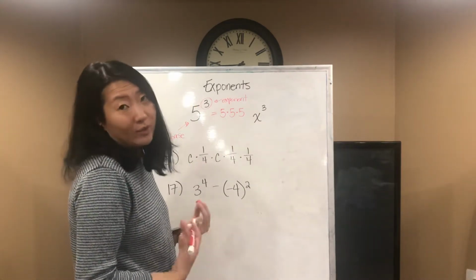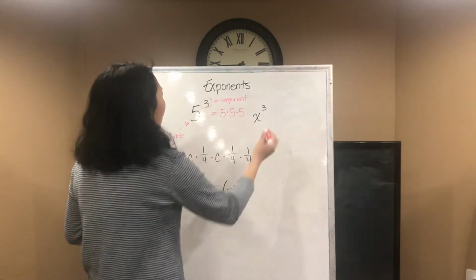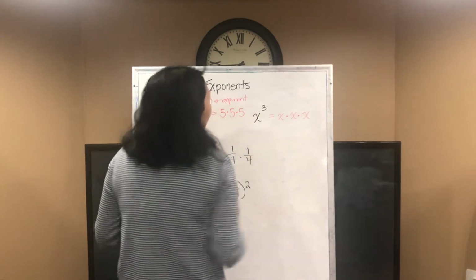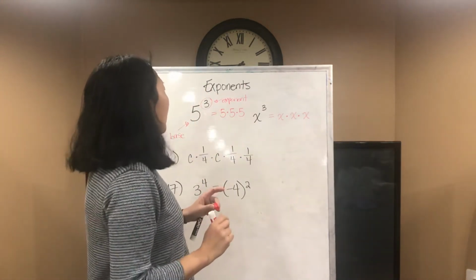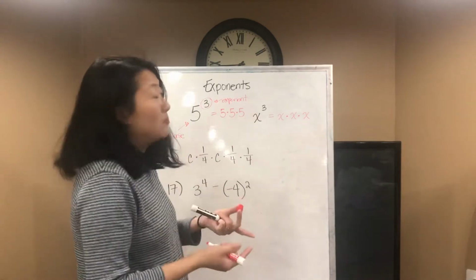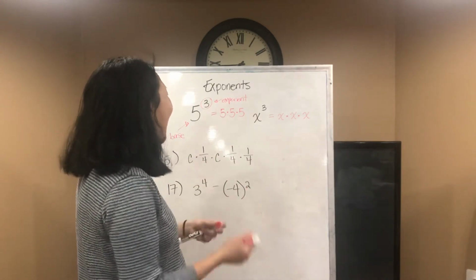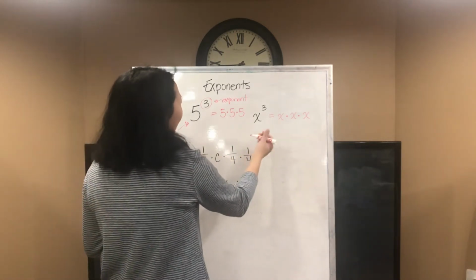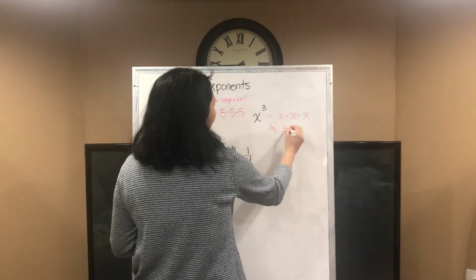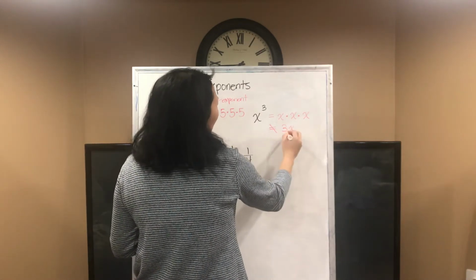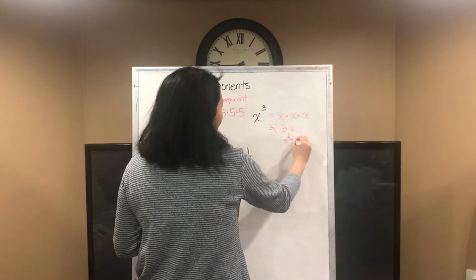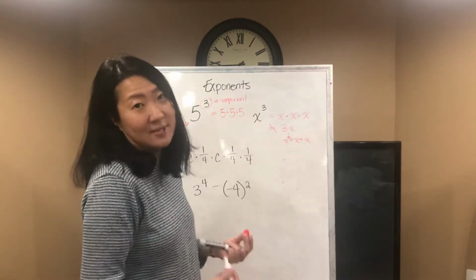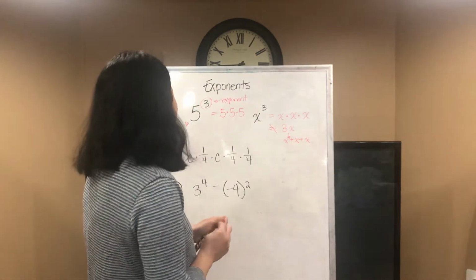If there's a variable, it works the exact same way. So x to the third power would simply be x times x times x. Just be careful that when you're raising a variable to an exponent, it's not the same thing as adding that variable that number of times. So x to the third power is not equal to 3x, because 3x would be x plus x plus x, not x times x times x. So an exponent always means multiplication.